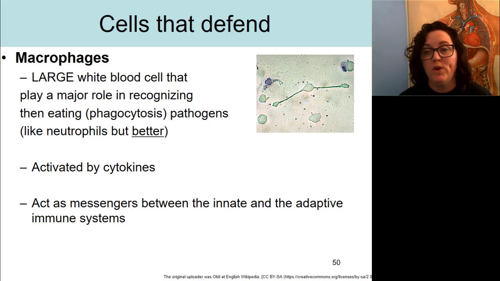In the picture, we can see a macrophage that has sent out extensions of its cytoplasm in two different directions in order to phagocytose bacteria.